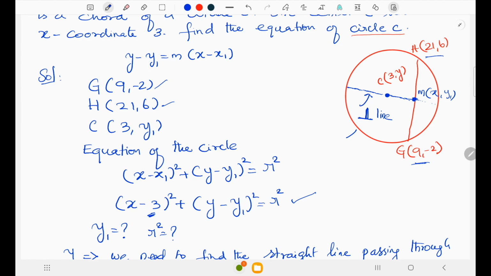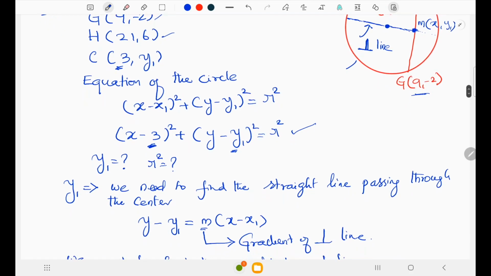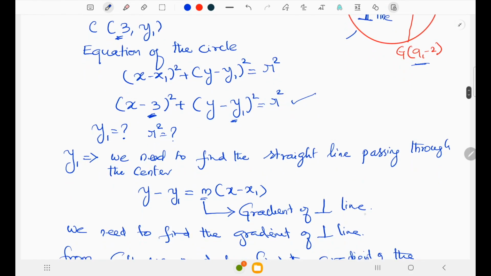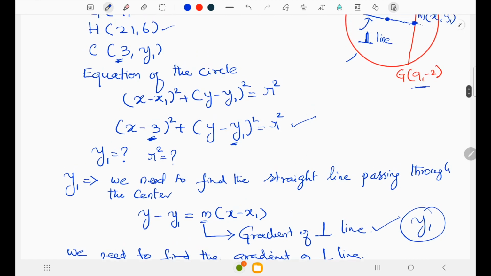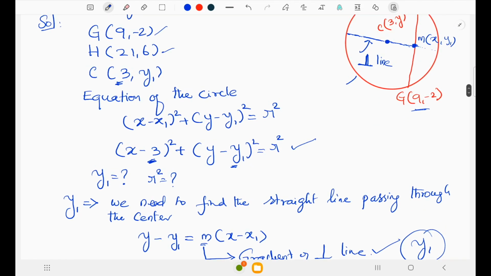Here the coordinate 3 is given, x is given, and we need to find the y1. How do we find the y1? We need to find the y1 based on the circle. If we draw a perpendicular line which passes through the center of the circle and the center of the chord, then from the line equation of this perpendicular line, we are able to find y1.